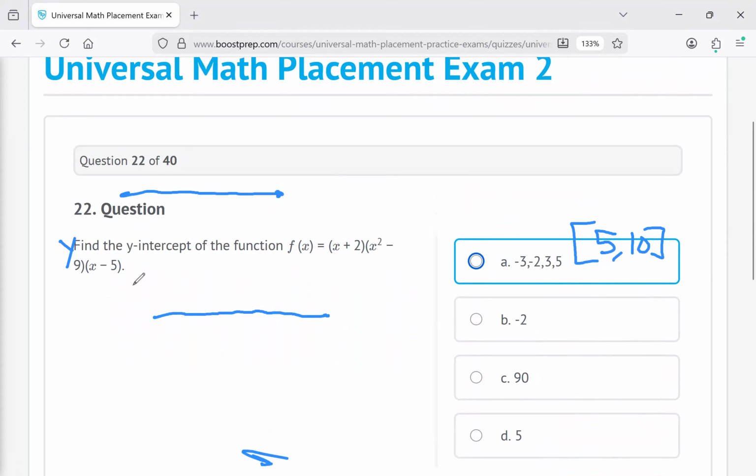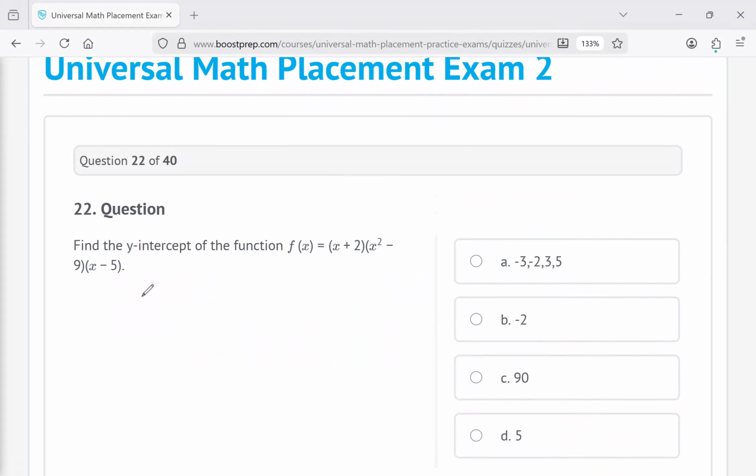Find the y-intercept of this graph. So this one's easy. How do you find the y-intercept for any graph? You simply plug in 0 into the function, right? So wherever you see an x, plug in 0. So 0 plus 2, 0 squared minus 9, and then 0 minus 5.